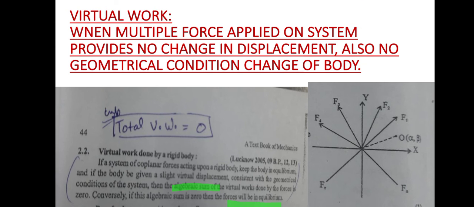You can see in this diagram that the necessary and sufficient condition for a particle acted upon by a number of coplanar forces to be in equilibrium is that the sum of the virtual work done by the forces in a small displacement consistent with the geometrical conditions of the system is zero. Now if we resolve these forces, we get alpha sigma x plus beta sigma y equals 0, which provides us the equation of virtual work, that means summation of forces in x equals 0 and summation of all the forces in y axis equals 0. So basically we get total virtual work equals 0.